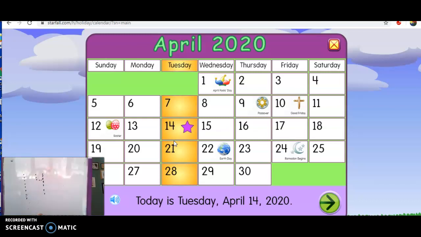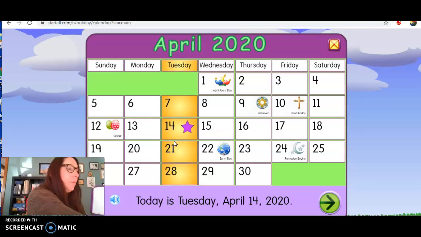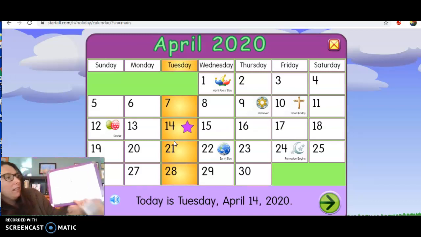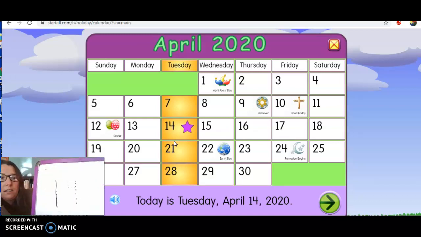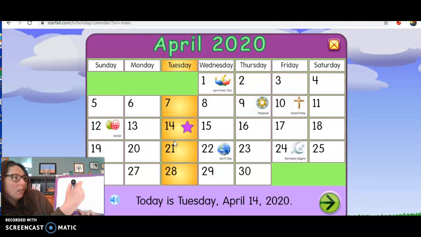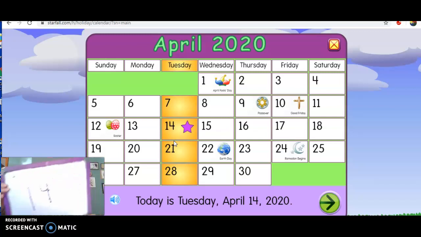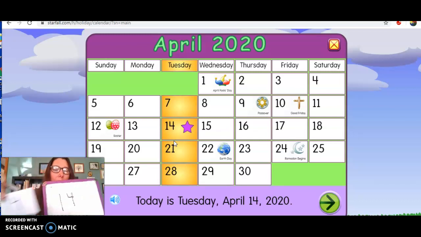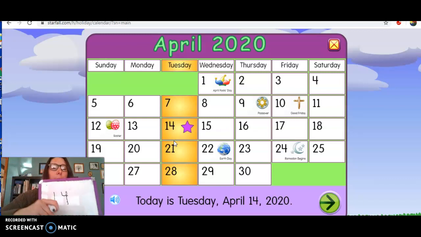I made my 1 and my 4 with dots. I can make a 14. 1, right? And then I'm going to trace and make a 4. Up, down. Did I make a 14? Yeah, it's not the best, but it's okay. That's the same. They're both 14.